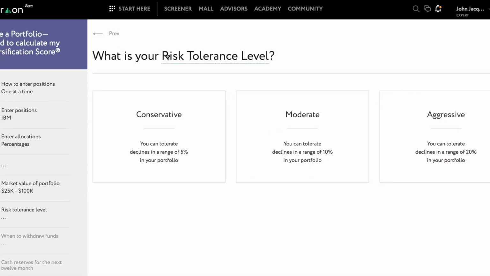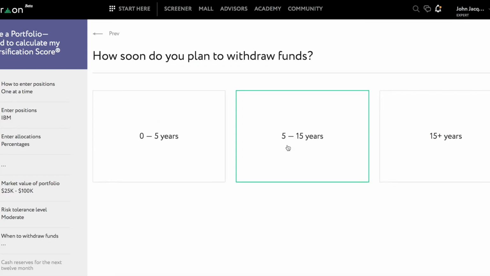Now this step is measuring our risk tolerance. If you're a conservative investor, chances are you could only handle a decline of about 5% in your portfolio. On the other hand, if you were considered an aggressive investor, you could tolerate up to a 20% loss. Let's say we're in the middle and we were considered moderate and could handle up to a 10% loss in our total portfolio.